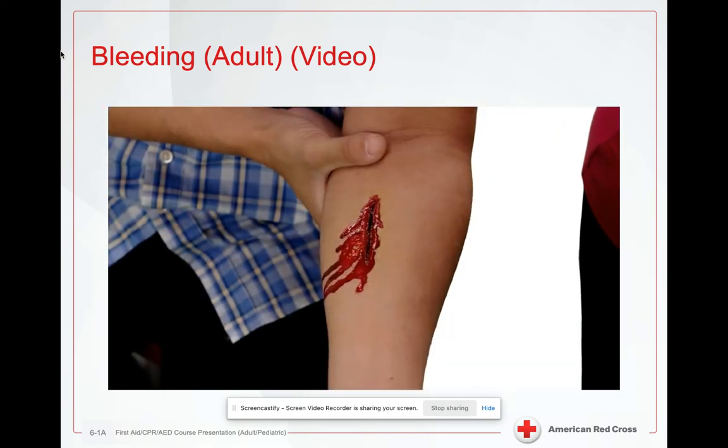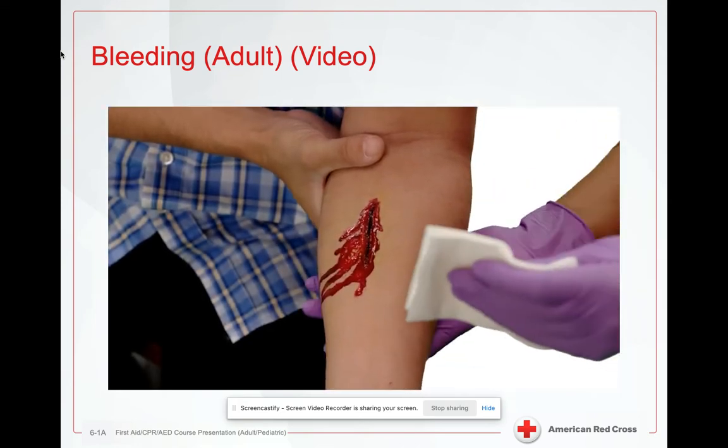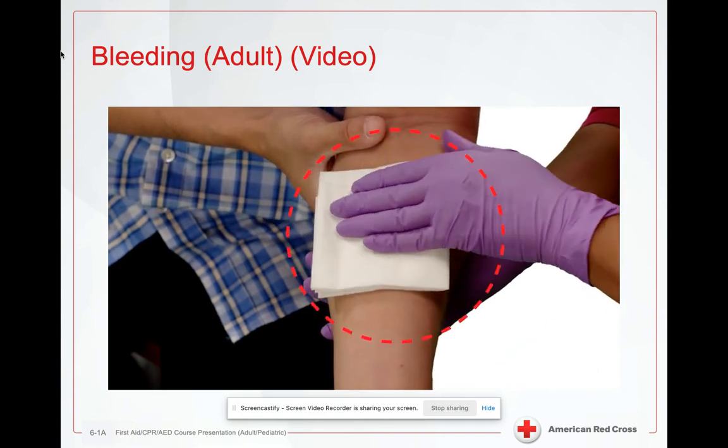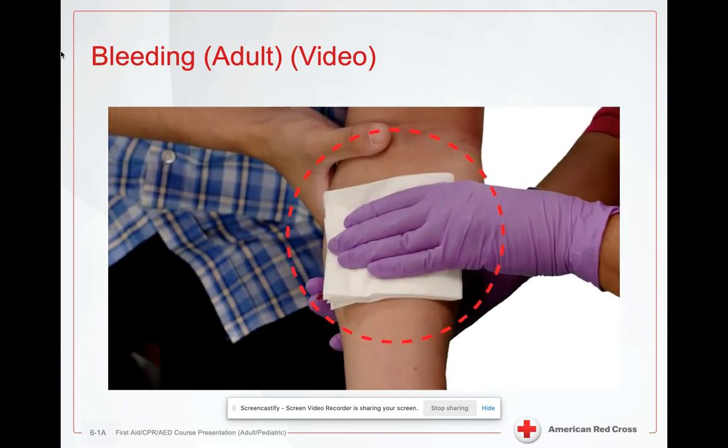To care for someone with an open wound, begin by covering the wound with a sterile gauze pad and applying direct pressure until the bleeding stops.